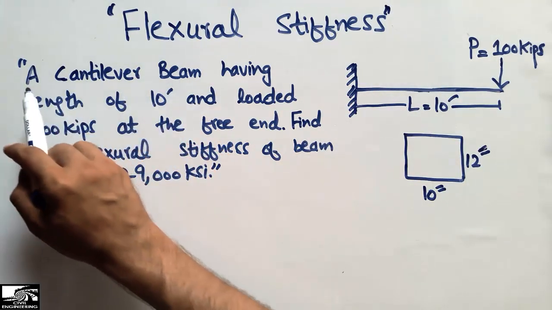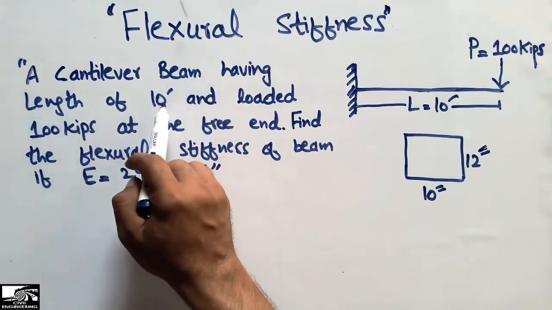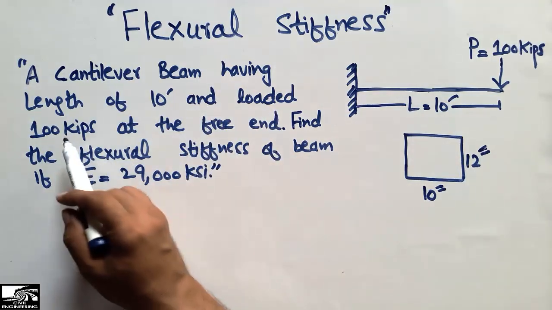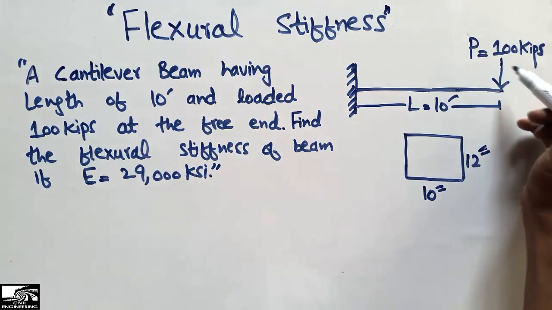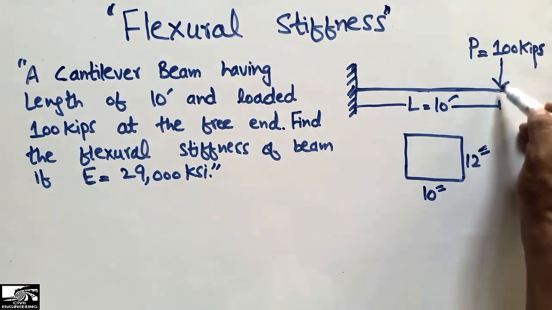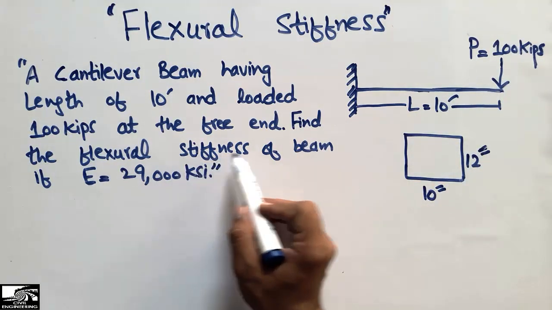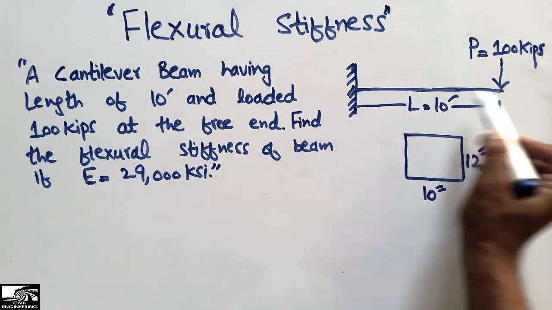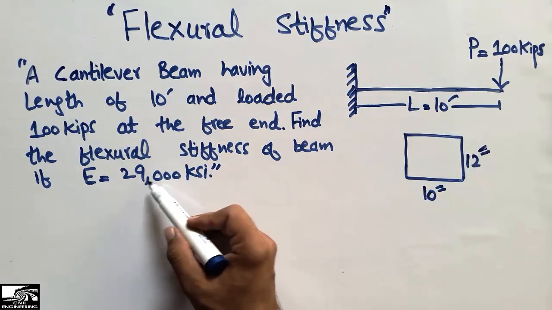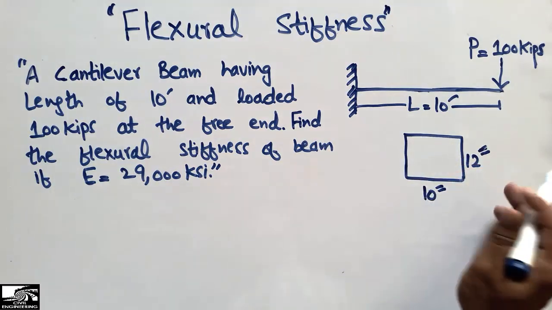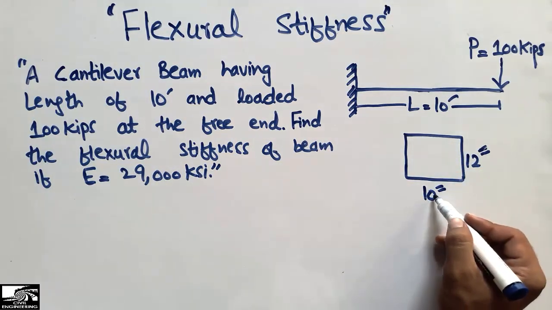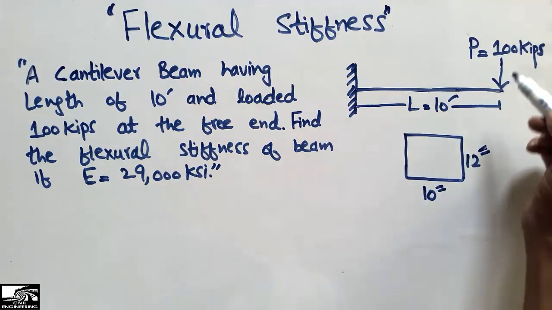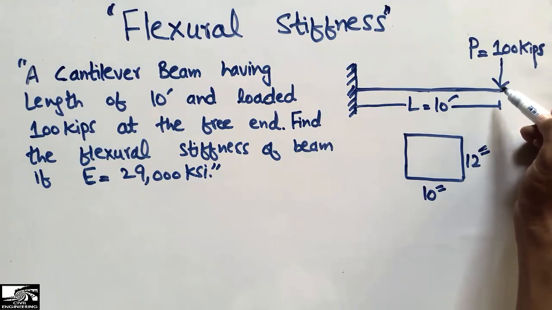The problem states that a cantilever beam having length of 10 foot, you can see the length of this cantilever beam is 10 foot and loaded 100 kips at the free end. So the 100 kips load is acting at the free end of the beam, and find the flexural stiffness of the beam if the elasticity of material is 29,000. So we want to find the flexural stiffness of this beam when the elasticity is 29,000 and the cross-section detail of this beam is 10 inches and 12 inches. This is the rectangular type of beam, cantilever beam, having the load acting on the free end.